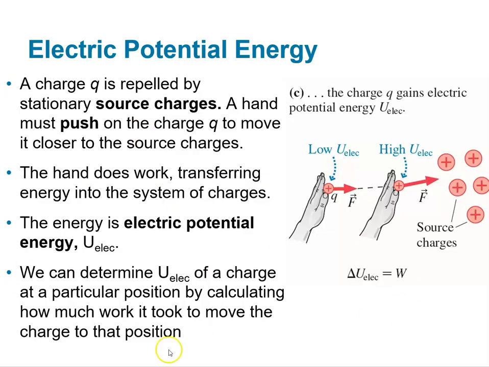So if you have a test charge, and you are trying to put it closer to positive charges, and the test charge is positive, like charges repel, so it's going to take work to push it closer to the source charges. So you're going to go from an area of low potential energy to high potential energy. And it's going to take work by your hand to get it from low to high potential energy. So the change in electric potential energy is equal to the work.